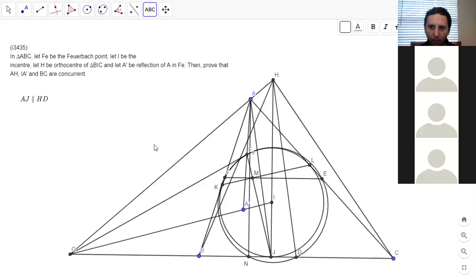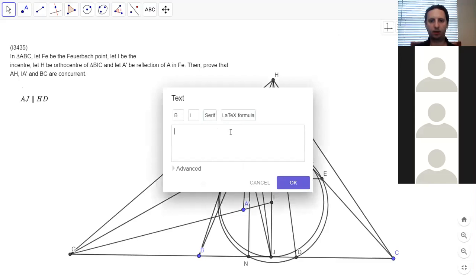Okay, so okay. It is well known that the reflection of H with respect to BC, with respect to D, is the A-excenter. Okay, so the reflection of H over D is the A-excenter.